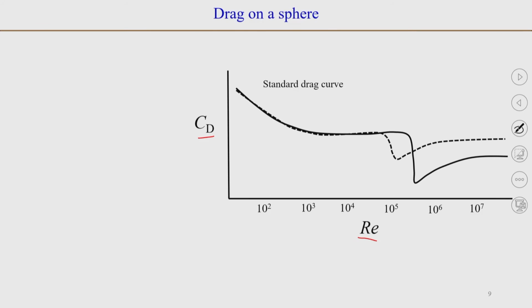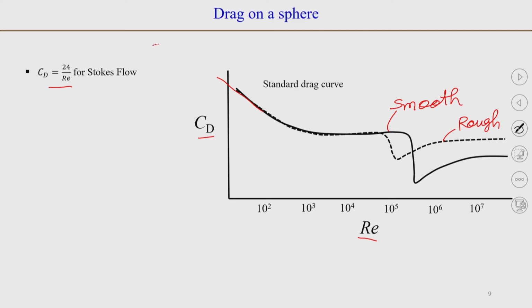So, this is the drag on a smooth sphere, and then a qualitative representation for a sphere which is rough, but it will depend also on the roughness of the sphere. So, you can see that at very low Reynolds number, it will follow the Stokes law, which is C D is equal to 24 by R E.